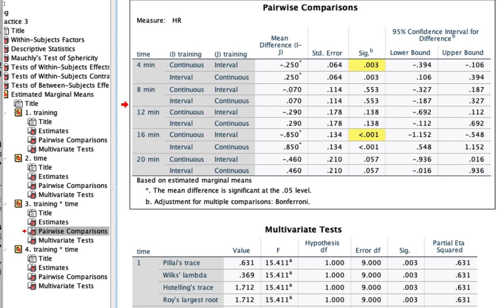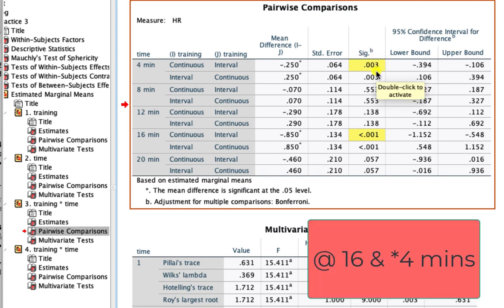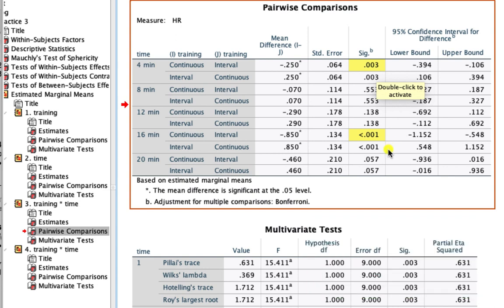Okay, so one way that we could report our results is that heart rate in continuous training is significantly different from heart rate in interval training at 4 minutes and 16 minutes of exercise. Something like that, okay? We could also say this as all differences in heart rate between continuous and interval training programs are not significant except for at 16 minutes and at 4 minutes. Okay, lots of variability on how you can interpret these. Again, as long as you identify the significant pairs, you are fine.